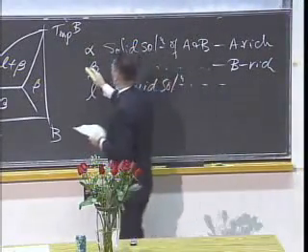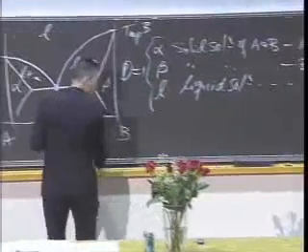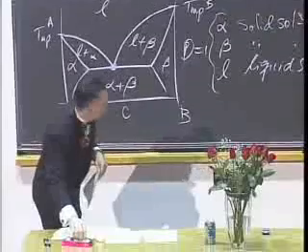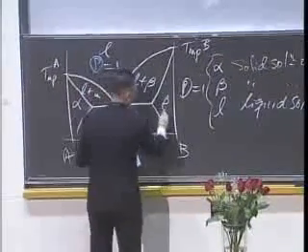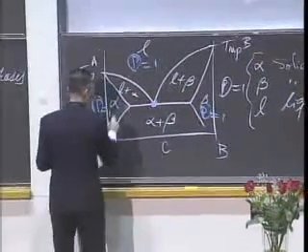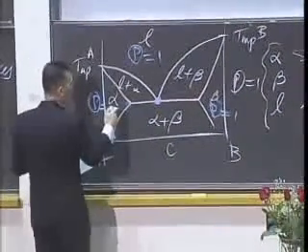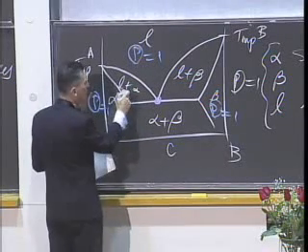So these are all single phase. Let's put that up here. This is P equals 1, single phase. This is P equals 1, single phase. And this is P equals 1, single phase. Now, if I want to go from one single phase to another single phase, I have to go through a 2-phase regime. So this is slush.